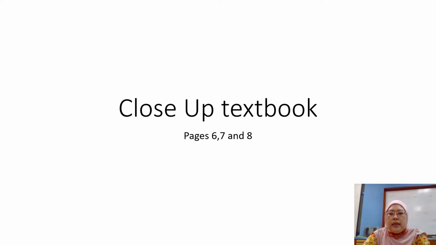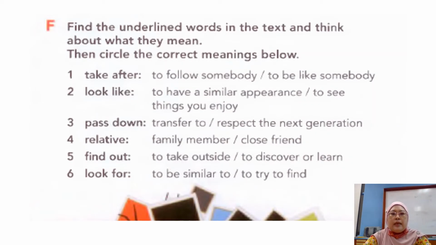Hello everyone. Let's take out your Close-Up textbook and go to pages 6, 7 and 8. Please take out your comprehension exercise book as well. Now you know the meaning of the phrases already. So now let's do this exercise. The question says circle, but I want you to underline the correct meaning of each phrase given from number 1 to number 6. Are you ready?